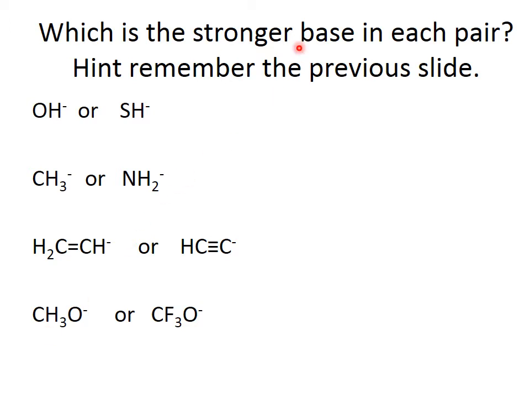Which is going to be the stronger base in each pair? Remember, what you have to do to determine a stronger base is look at the acid. If a molecule is a stronger acid, then its conjugate base will be the weaker base. So keep in mind, that's how you determine these. Determine which one will be the stronger base, and then resume the lecture.